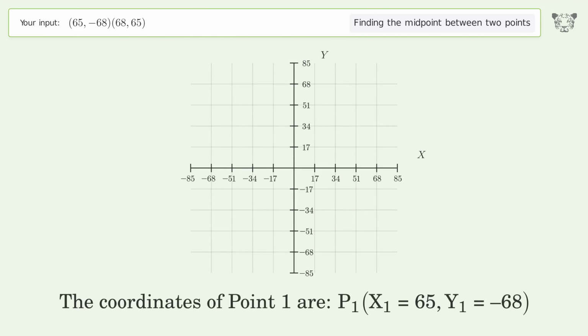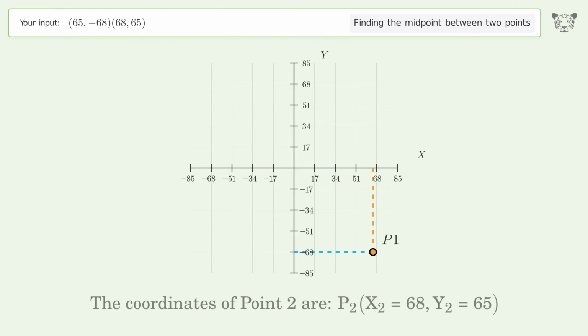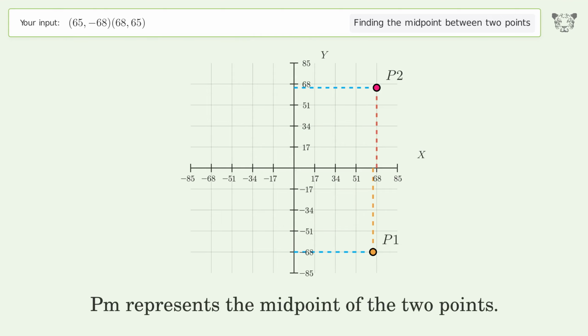The coordinates of point 1 are, x1 equals 65, y1 equals negative 68. The coordinates of point 2 are, x2 equals 68, y2 equals 65. PM represents the midpoint of the 2 points.